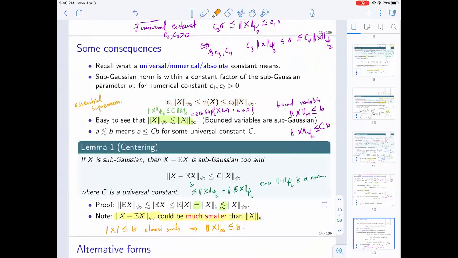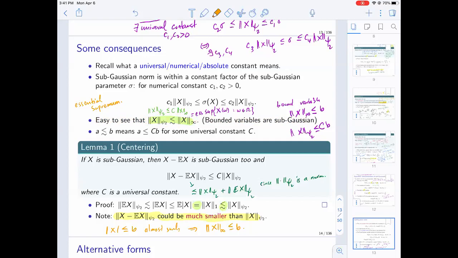For example, the fact that a bounded variable is sub-Gaussian is equivalent to saying that the psi 2 norm, the sub-Gaussian norm, is bounded by the L-infinity norm. The L-infinity norm is basically the essential supremum of the random variable as a function. So if the L-infinity norm is bounded, the random variable is bounded, which puts a bound on the sub-Gaussian norm. This statement is basically saying that bounded variables are sub-Gaussian. Exactly this statement here. Okay, questions? So far, so good.